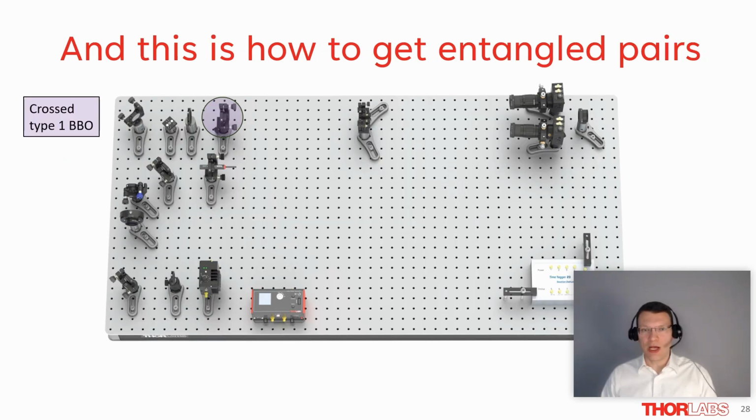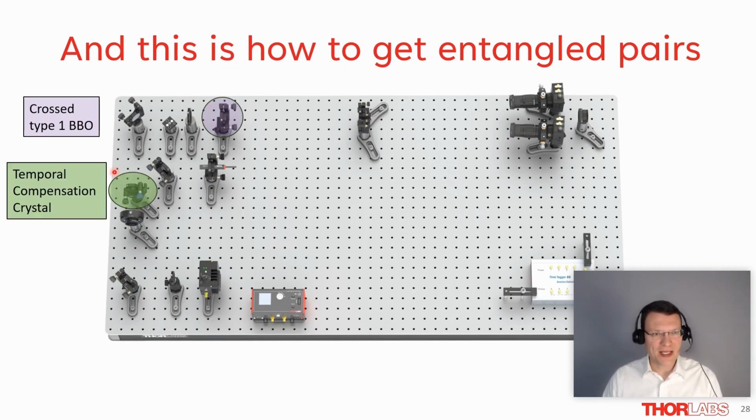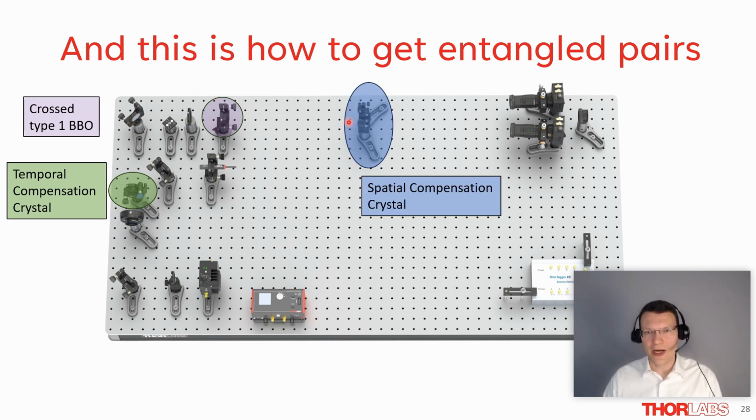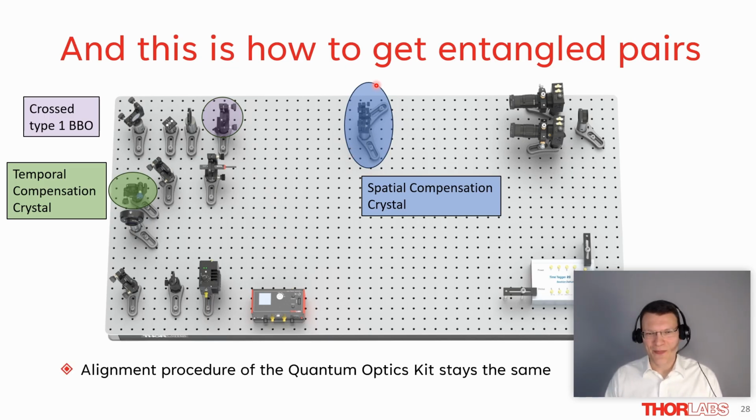All right, so now we have all the ingredients that we need to experimentally generate our photon pairs. So we're replacing the type 1 BBO with the cross type 1 BBO. We're placing our temporal compensation crystal before that. So we come from down here with our blue pump laser, going through the temporal compensation first, then into the cross type 1. Then the photon pairs go through the spatial compensation crystals. And now we have our entangled pairs.